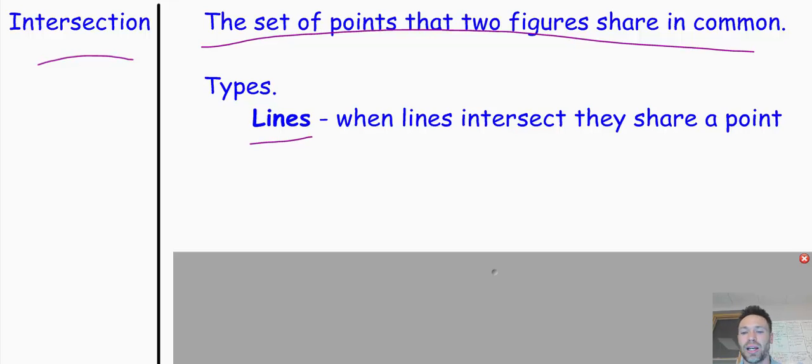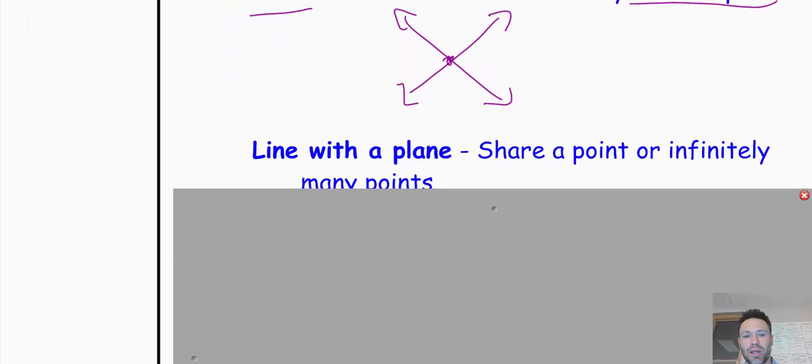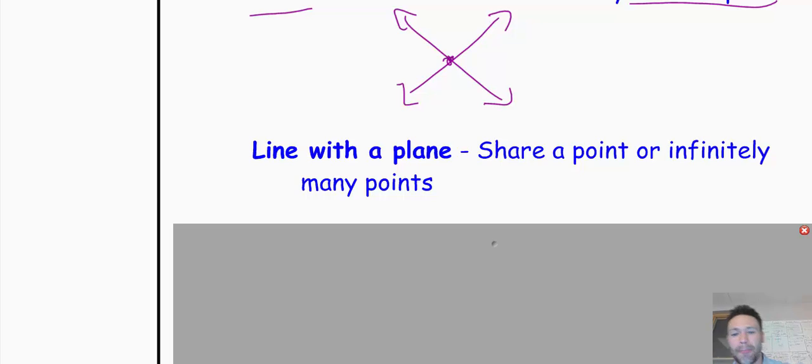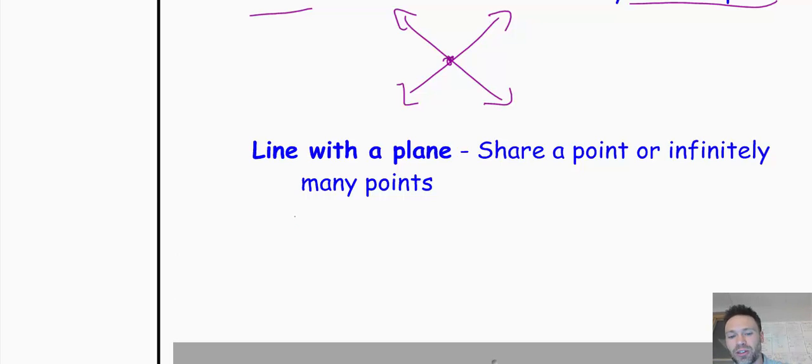Number 1, we have 2 lines. There are 2 lines. Get my notes on there. 2 lines. And when they intersect, they share a single point in common. Okay, so when two lines intersect, they share a point in common. Okay? Next thing, a line with a plane. They can do two things. They can share a point or infinitely many points.